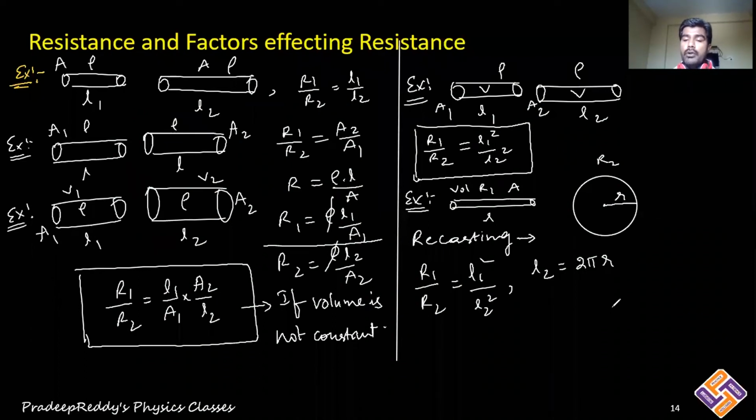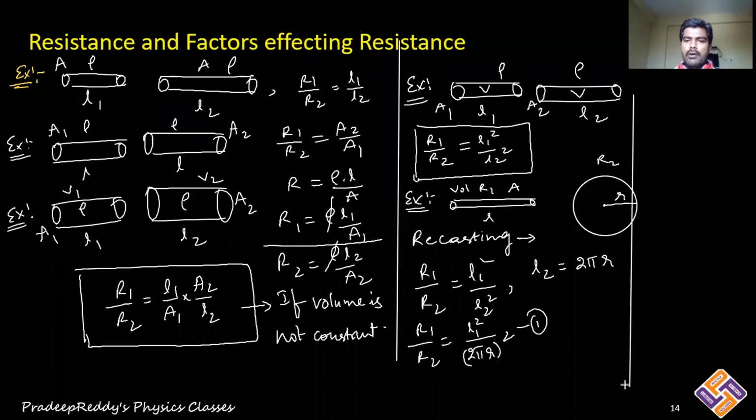But you do not know what R is here. You should write R in terms of L, and then substitute that here. So I can write R1 by R2 is equal to L1 square divided by L2 square, which is 2 pi R whole square. Let me take this as equation 1. Now how to find the relation between the length of the conductor and the radius?